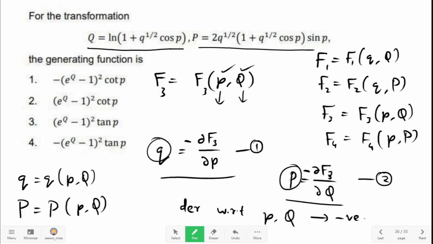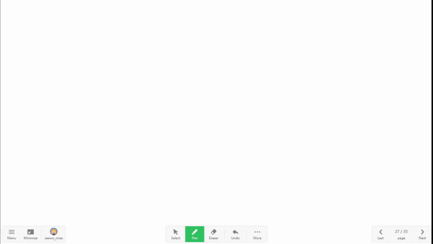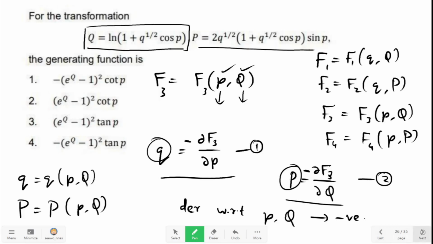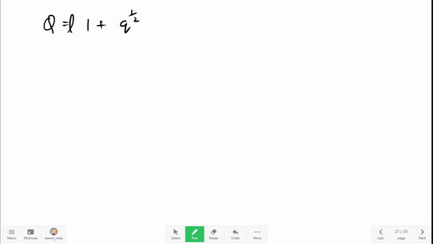First transformation relation is given to be capital Q is equal to ln of 1 plus q raised to 1 by 2 cos p. Let us write it here. Capital Q is equal to ln of 1 plus q raised to 1 by 2 cos p. From here we have to solve for q in terms of p and Q.